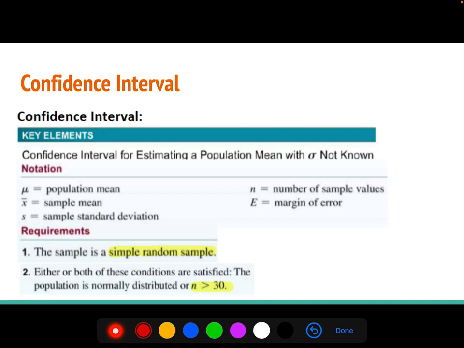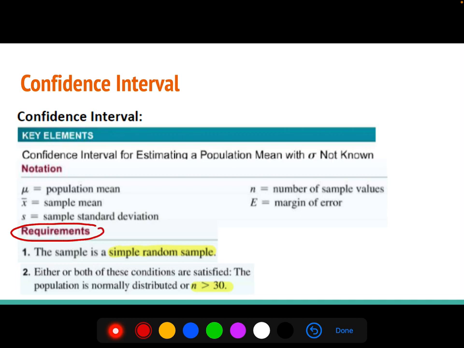The confidence interval and some other notation. This is when sigma is not known, and our standard deviation is not known is what we're saying. Mu is the population mean, so X bar is the sample mean. S is the sample's standard deviation. N is our sample size. E is our margin of error.